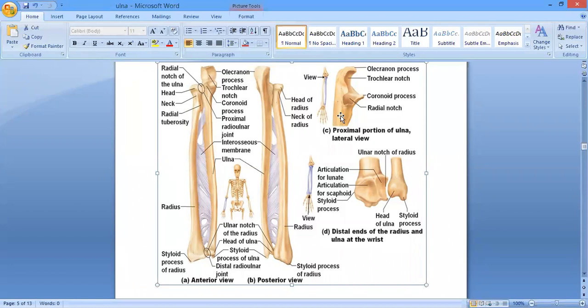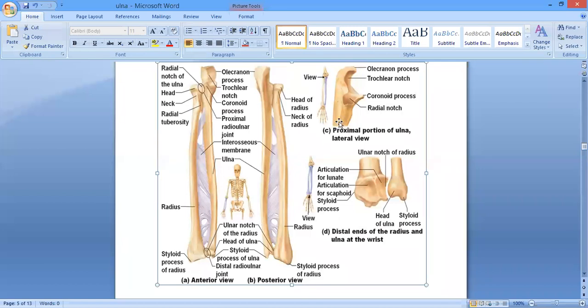This posterior ridge is called the supinator crest, where the supinator muscle attaches, right? So this depressed area in the lower part of the lateral surface of the coronoid process is limited posteriorly by this crest called the supinator crest. Any problem?